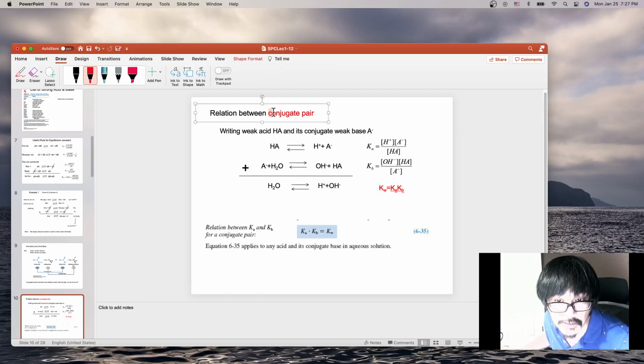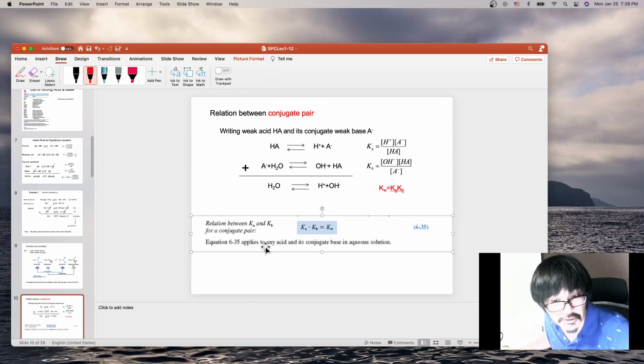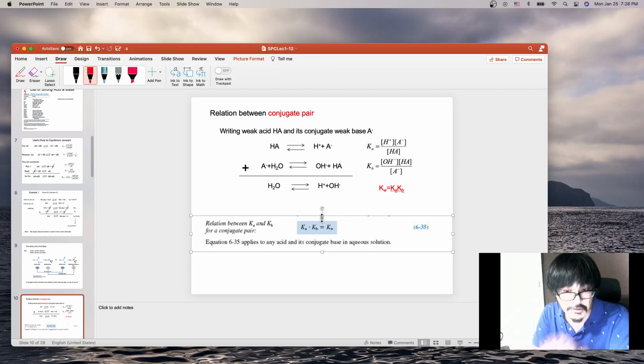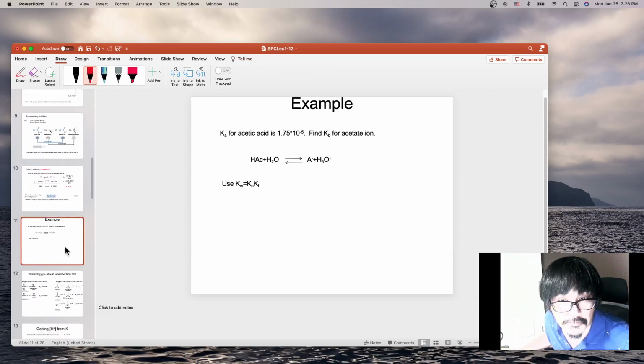The important part here is that these are conjugate acid base pairs. So the relationship between the conjugate acid and conjugate base is that if you multiply the two reactions together, you end up with Kw. You can pause the video and then try to solve these problems.